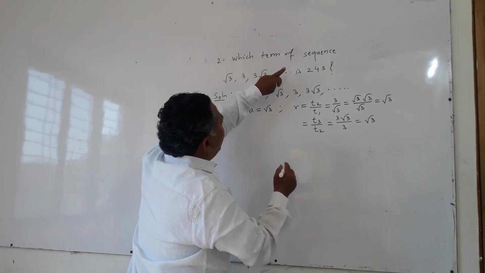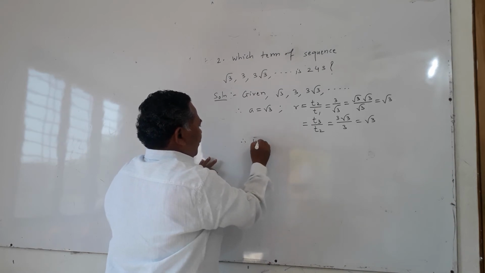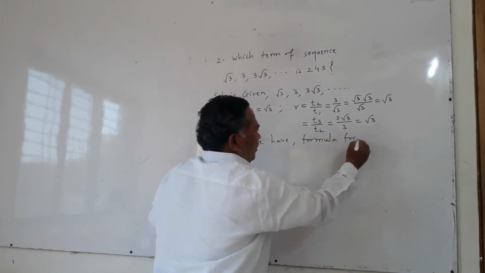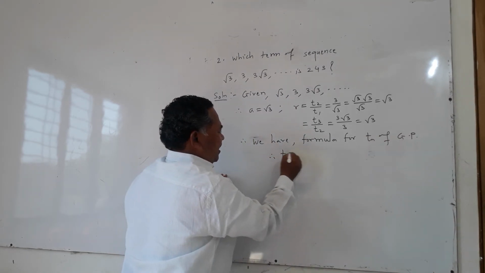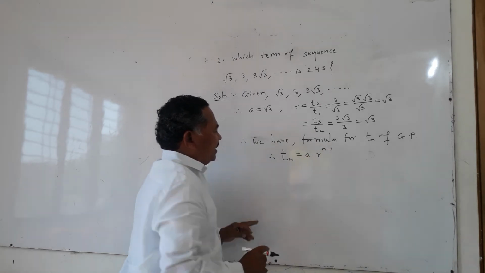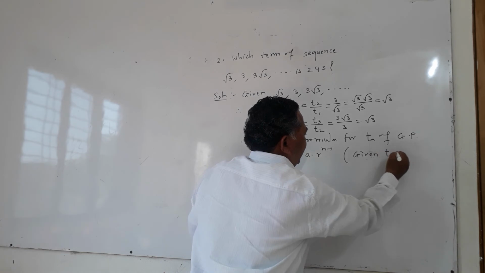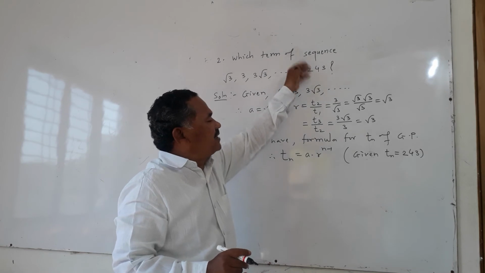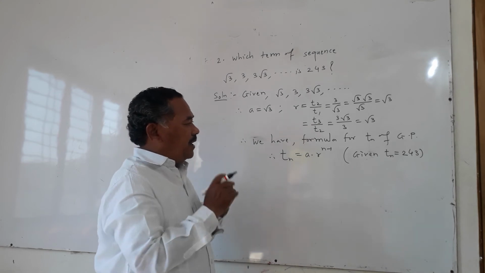Therefore, for the question of which term of the sequence, we know the formula for Tn of a GP, which we just learned. Tn equal to A into R raised to n minus 1. Given this, we let Tn equal to 243. We imagine this is the nth term, because that is the term we have to obtain. In which term there is 243, that part we have to determine.